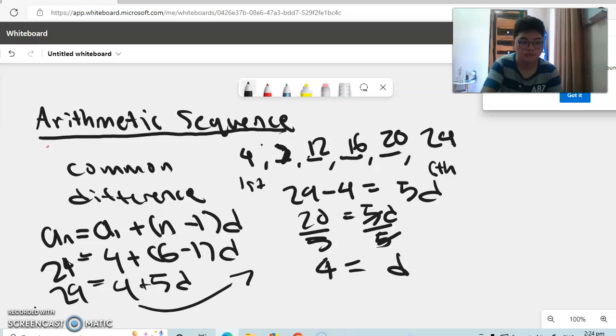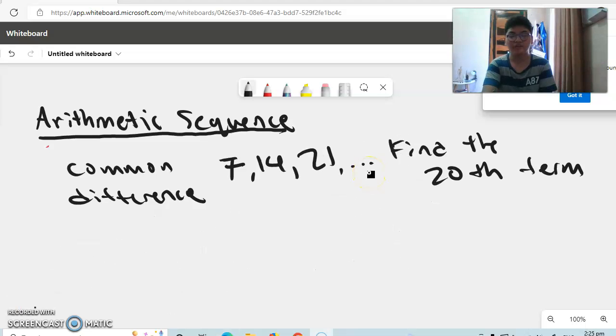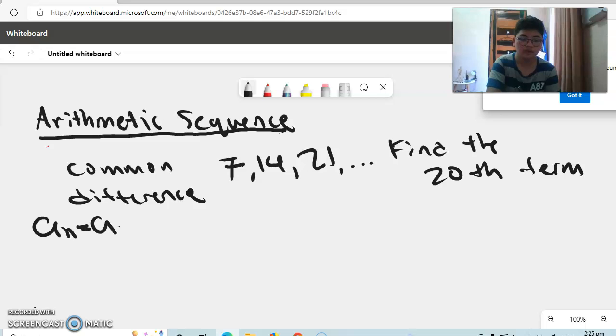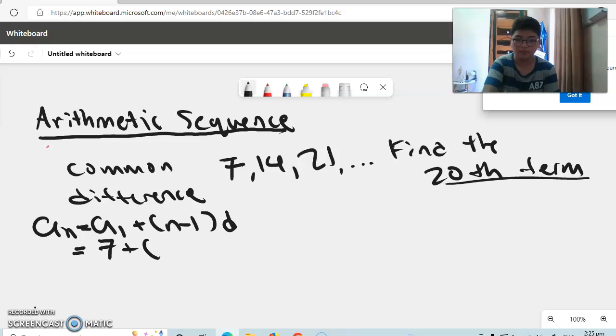Now, how about this? Okay, now with this sequence, we need to find the 20th term with the formula we had earlier, which is a sub n equals a sub 1 plus n minus 1 times d. We can find the a sub n, meaning this 20th term. So, first term is 7. A sub 1 is 7 since it's the first term. Plus n. N is 20, minus 1.